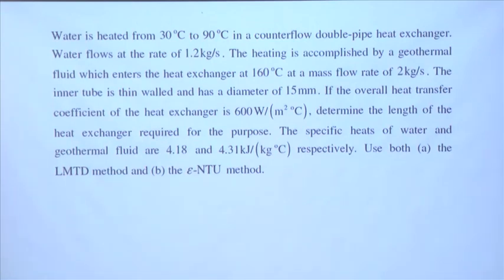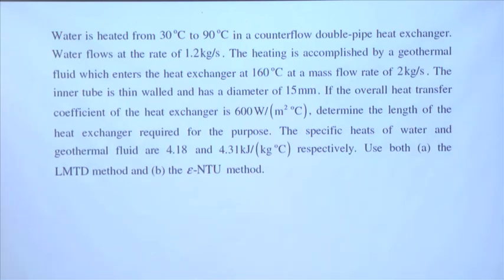That means the total load is given. The heating is accomplished by a geothermal fluid which enters the exchanger at 160 degrees Celsius at a mass flow rate of 2 kg per second. That means everything is explicit. We know all the temperatures and the heat transfer. Because by heat balance, we can find out the exit temperature of the geothermal fluid. Specific heats are not given? No, specific heat is given at the end. The inner tube is thin walled and has a diameter of 15 millimeter.